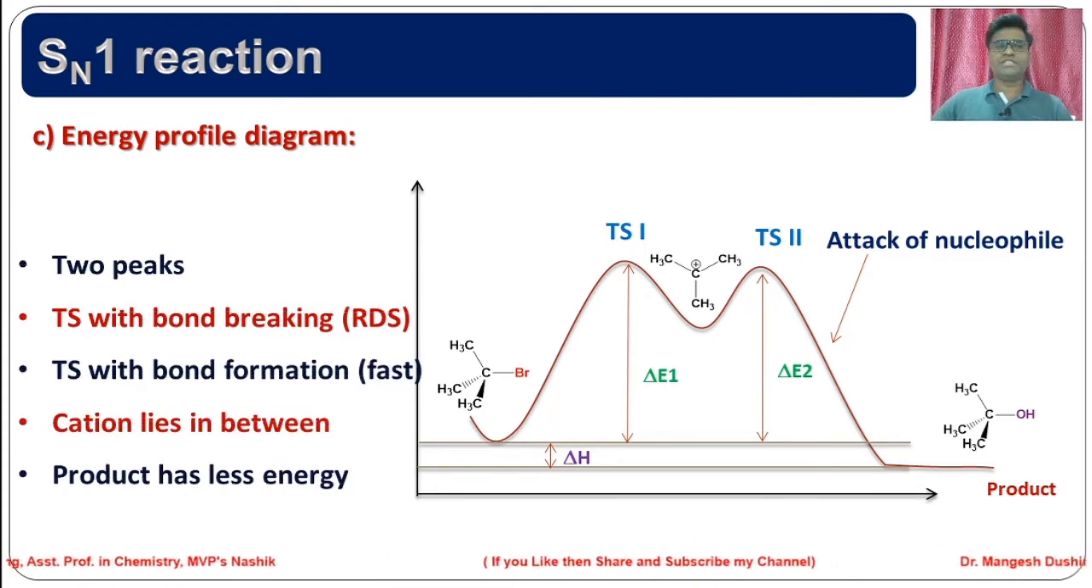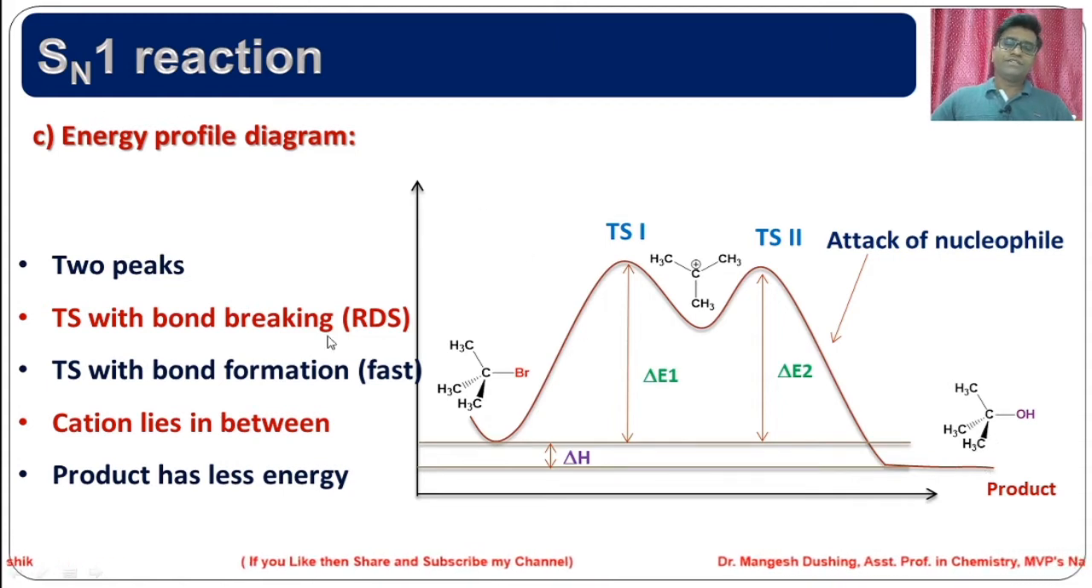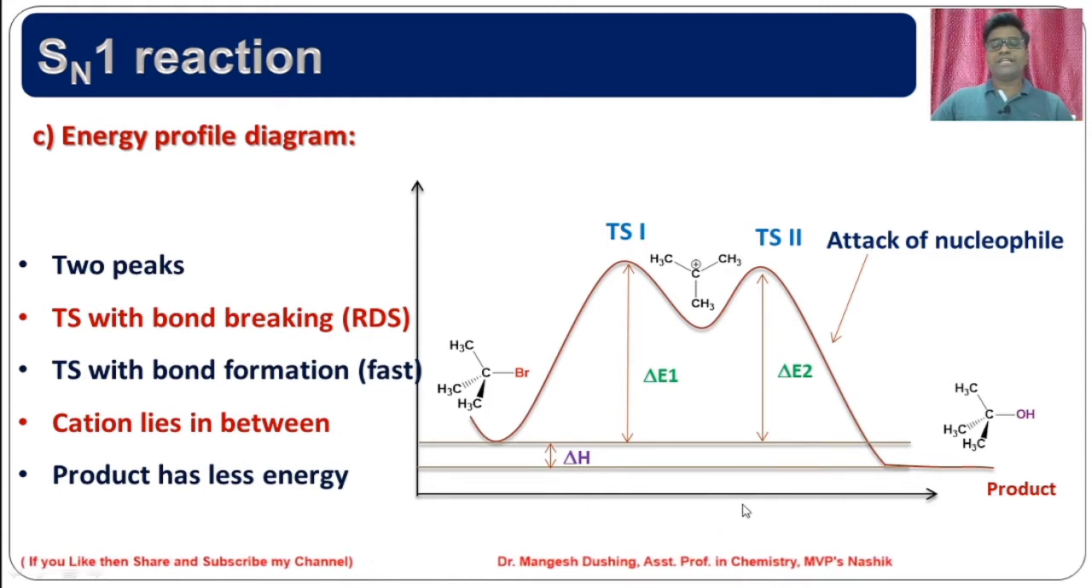What are the observations of this energy profile diagram? In the energy profile diagram of the SN1 reaction, there are two peaks. These two peaks are for the two transition states. So, the first transition state is for the bond breaking process, that is the rate determining step. While the second transition state is for bond formation. So, this is a very fast process. The cation lies in between these two peaks. Product has very less energy. So, this is the energy profile diagram, change in potential energy of the starting material versus reaction coordinate.